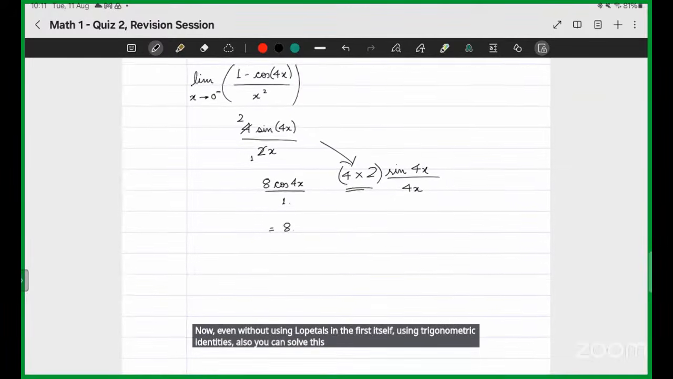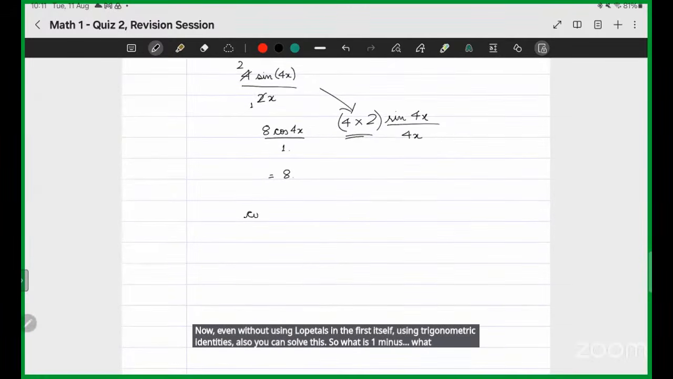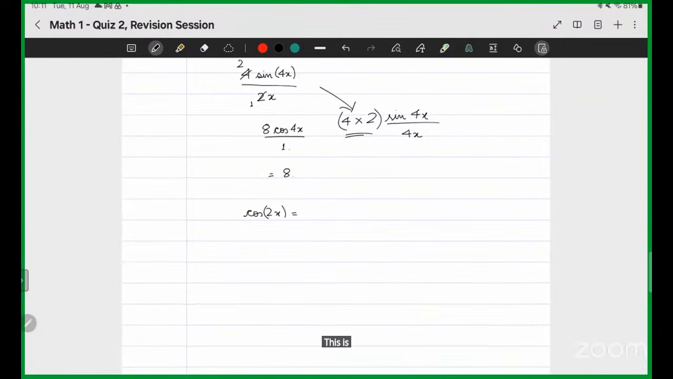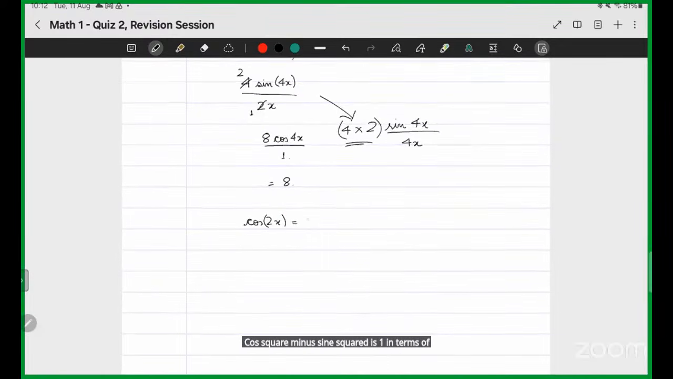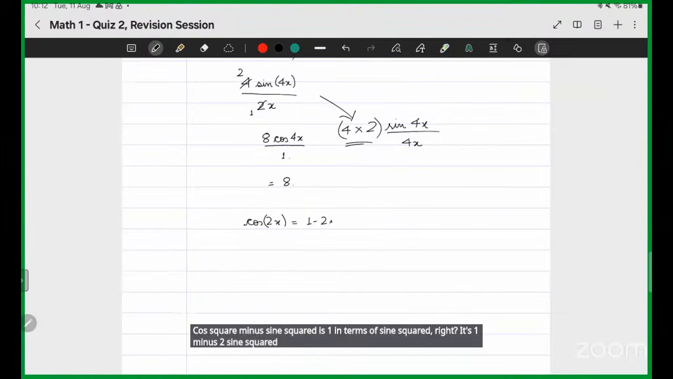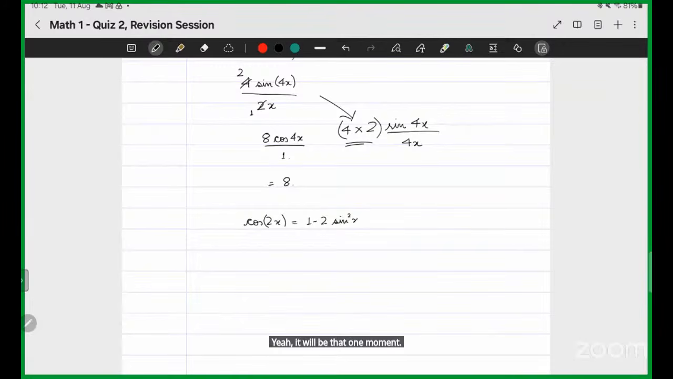Now, even without using L'Hopital's rule, using trigonometric identities you can solve this. So what is cos 2x? It is cos squared x minus sine squared x. There's one in terms of sine square, right? It's 1 minus 2 sine square x. So cos 4x will be 1 minus 2 sine square 2x.